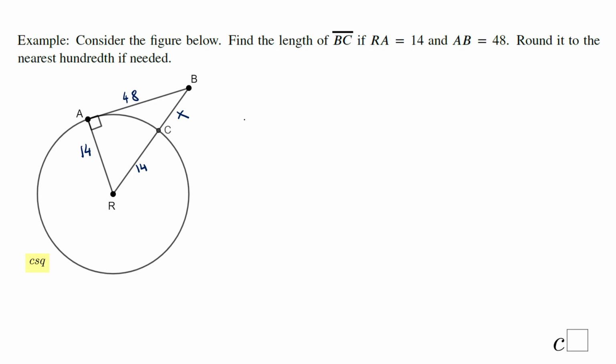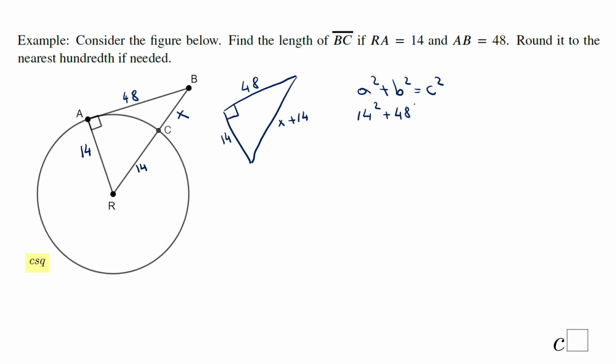So again, I'm going to draw the same triangle. We don't really need it, but let's do it. This is 48, this is 14, and this segment here is going to be an expression like the previous problem, x plus 14. Now, the same Pythagorean theorem, a squared plus b squared equals c squared. So you're going to have 14 squared plus 48 squared equal x plus 14 squared.